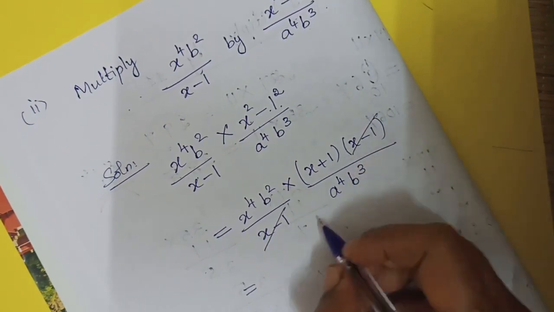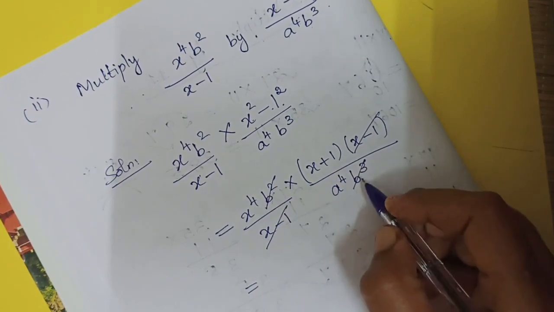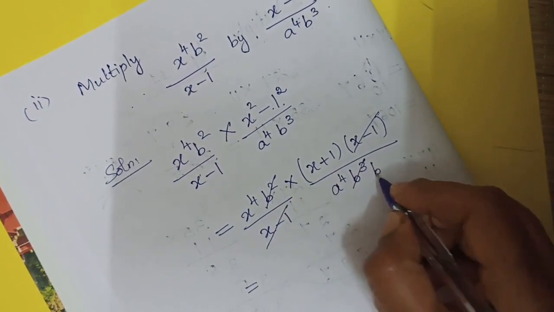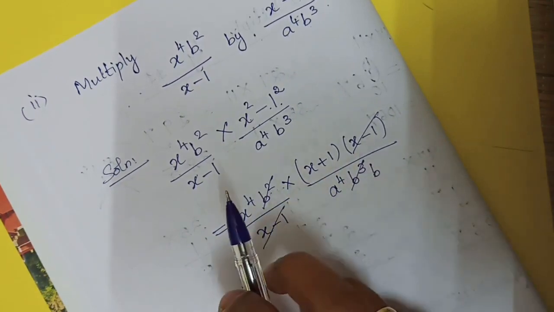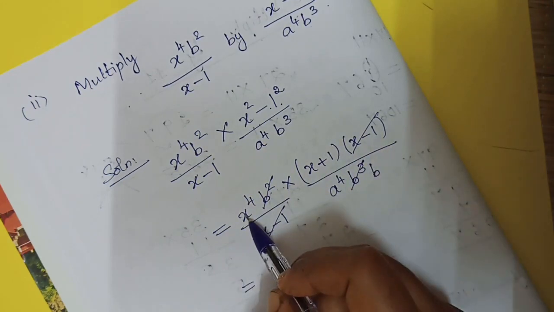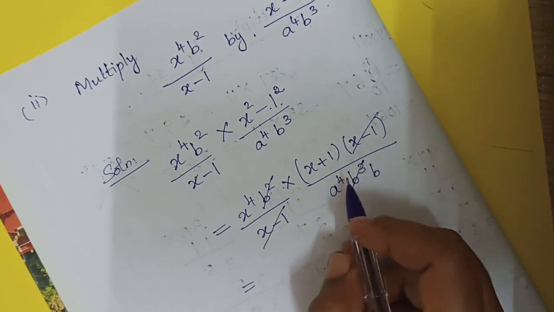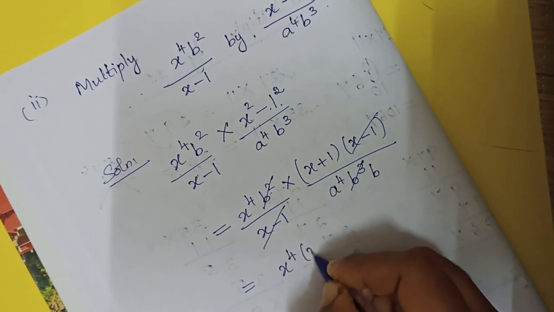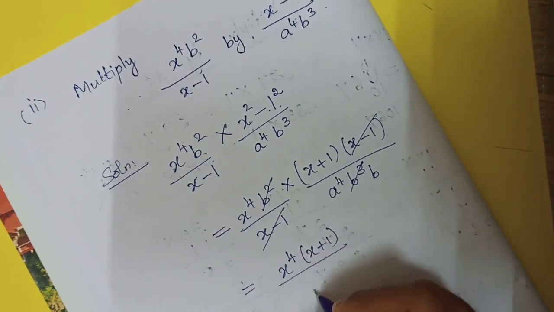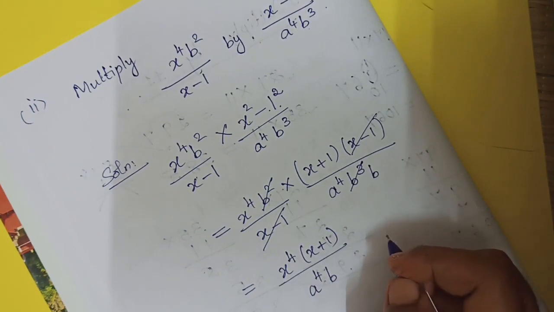x minus 1 gets cancelled. After that, here b square, here b cube, how much will remain? b. Then here x power 4, here a power 4, it cannot cancel because x is one variable and this is another variable, so we cannot cancel that. So what is the required answer? x power 4, x plus 1, divided by a power 4 into b. That's all for the second question. Got it?